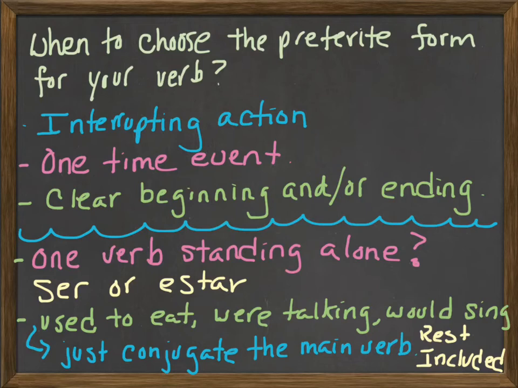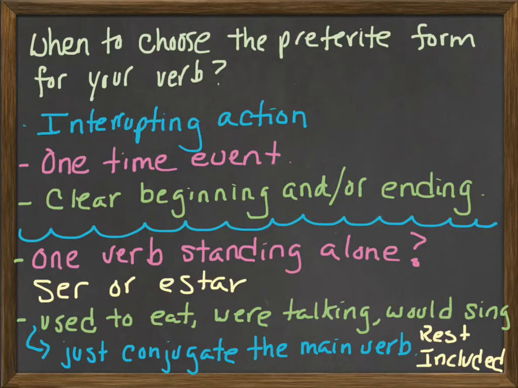Okay, so next question is, when do you choose the preterite form for your verb? Well, if the verb you're about to use is interrupting an existing action, like the sky was blue when the sun rose, okay? So the sky was blue would be imperfect because you didn't really see the beginning or the end. But then the sun rose, that's a definite action. It had a beginning, it had an end, it was done. So you're interrupting an action.